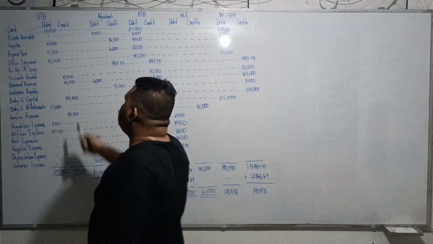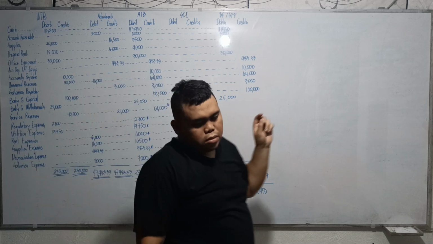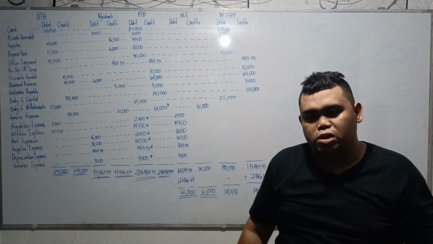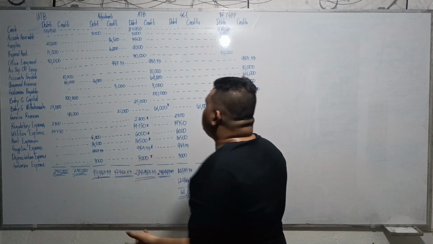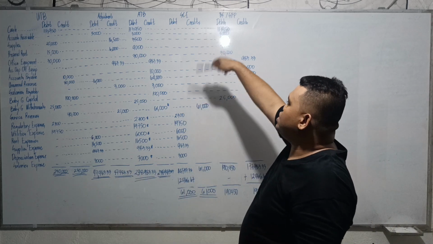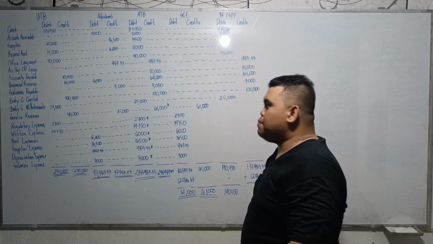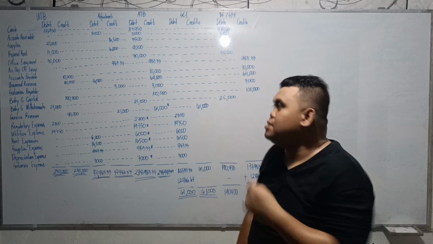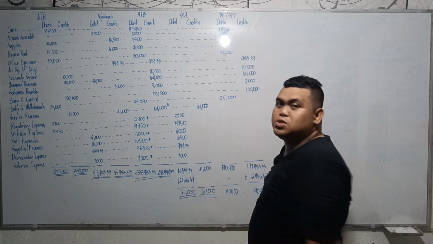The first two columns are for the unadjusted trial balance. The third and the fourth are for the adjustments. The fifth and the sixth are for the adjusted trial balance. And the seventh and the eighth are for the statement of comprehensive income or income statement or statement of performance. And we have right here the balance sheet or the statement of financial position.